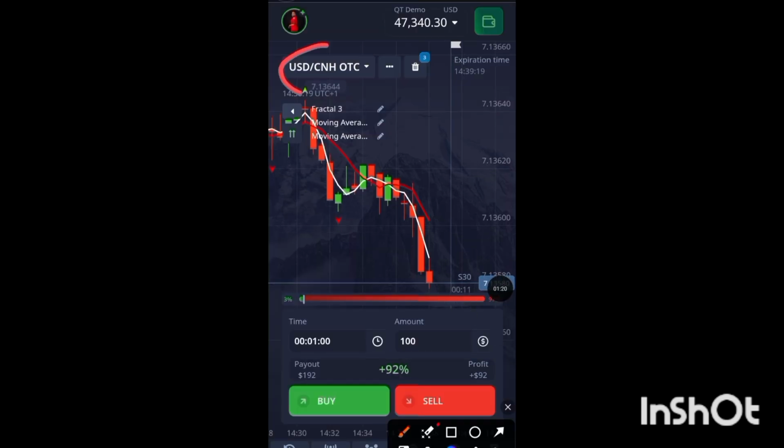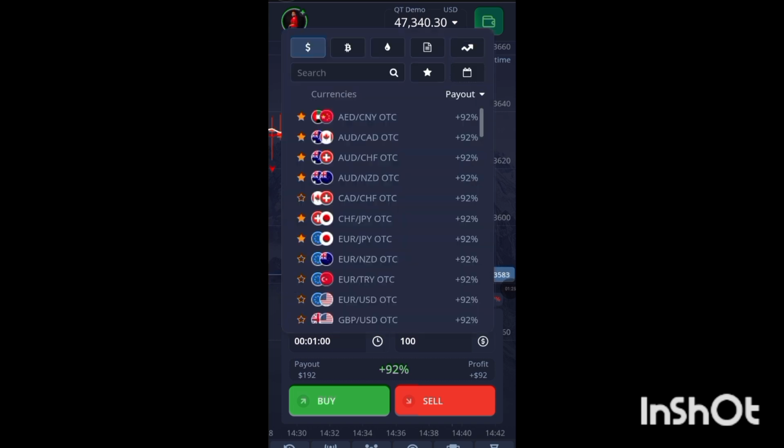You click on this thing written USD. That is where the currency pairs are. Please use currency pairs with high payout. Anything below 90%, don't trade with it.